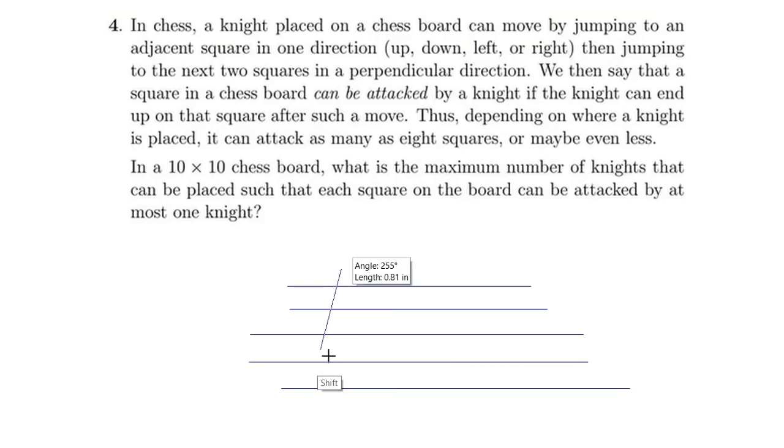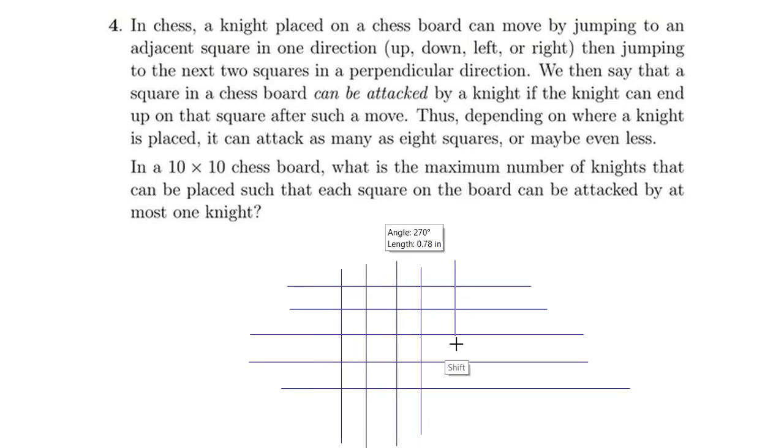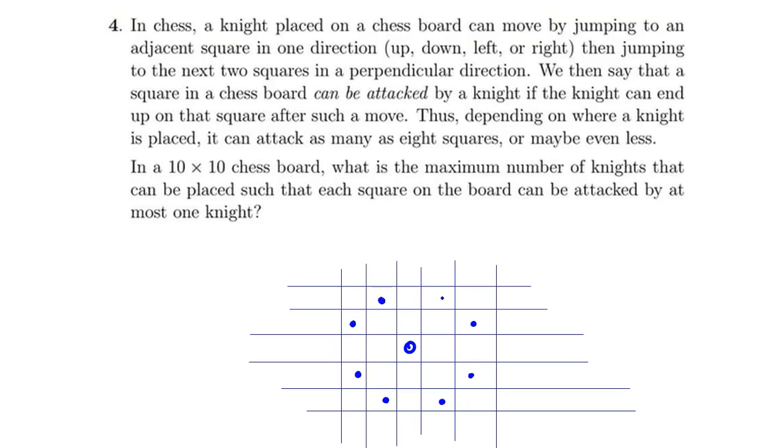If you don't know chess, what is it? For example, if you have a knight here, 2 units here, one perpendicular to this part. 2 here, one perpendicular. Or for example, 2 here, one perpendicular. This one and this one. In general, it can go to these 8 points.